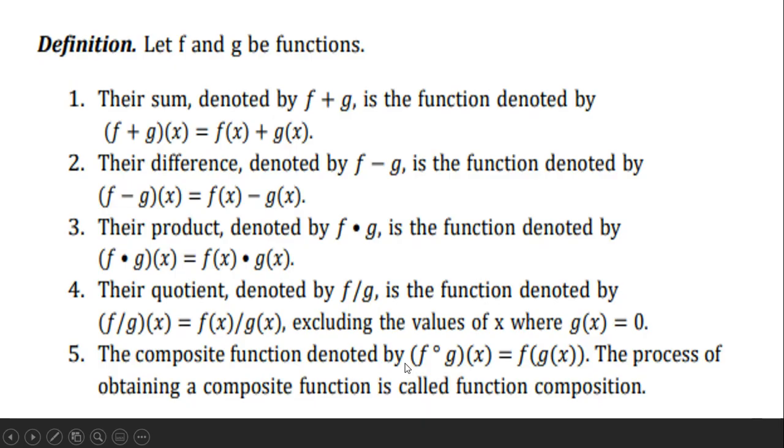Okay? Then operations on functions. So, ang definition, let f and g be functions. So, ang f and g are different functions. So, magkaiba siya. May dalawa tayong function. So, ang sum ay denoted by f plus g of x, which is f of x plus g of x. So, i-add mo lang yung dalawang function. Pagdating sa difference, subtract. Pag product, i-multiply lang natin. And then here, divide.